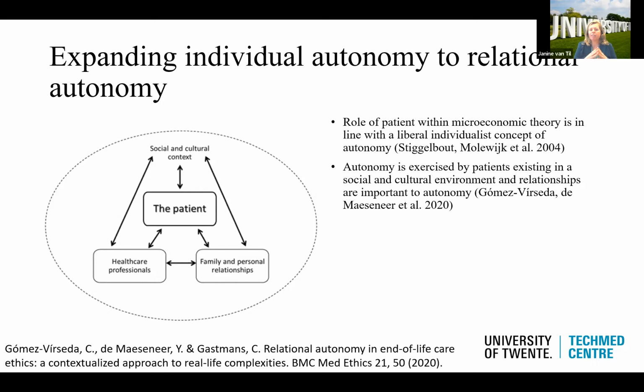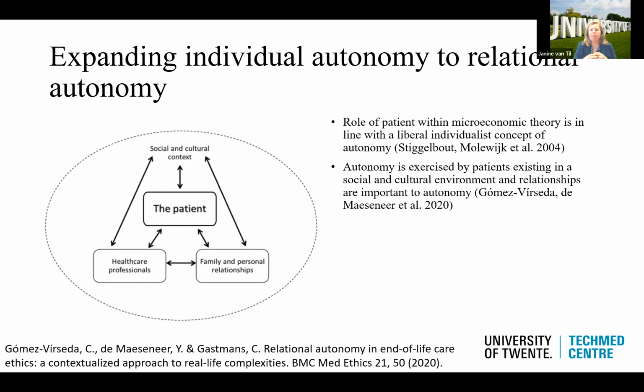Because in this article, they propose a relational account of autonomy, in which the patient is situated in the center, and this patient directly interacts with the healthcare team, but also with his or her relational environment, which consists of family, friends, or even the wider community. And there's also an interaction between healthcare professionals and the relational environment. So family interacts with the doctor, and this will affect the patient.